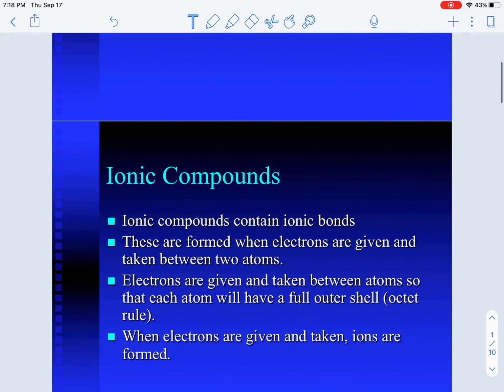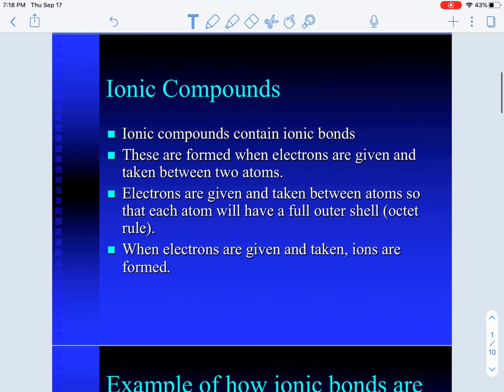Today we're going to talk about ionic compounds and how to write their formulas and to name them. If you remember, an ionic compound forms between a cation and an anion, and it contains what's called ionic bonds. These are formed basically when electrons are transferred. So when the cation gives away the electrons and the anion takes them, ions are formed, and that's the beginning part of an ionic bond.